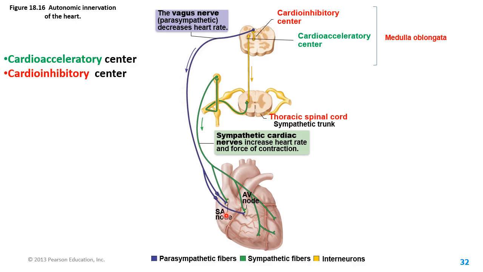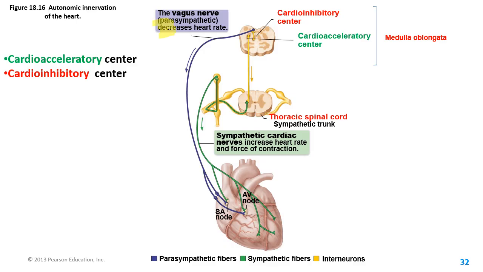And what is the vagus nerve innervating? It goes straight into the SA node and also the AV node. So you have both of those nodes innervated by your vagus nerve. So that is your parasympathetic right there.